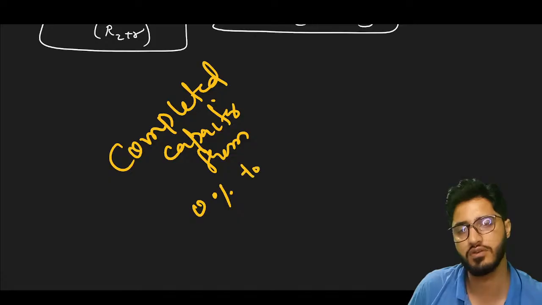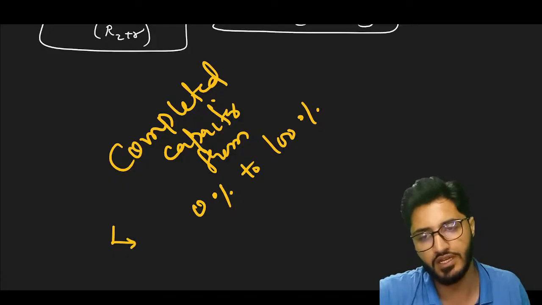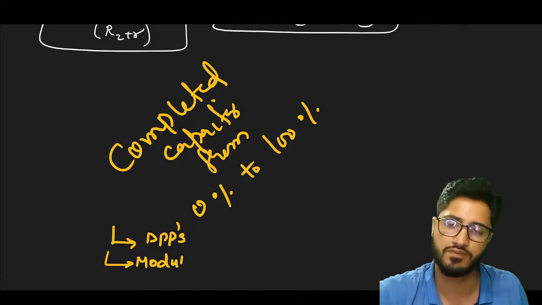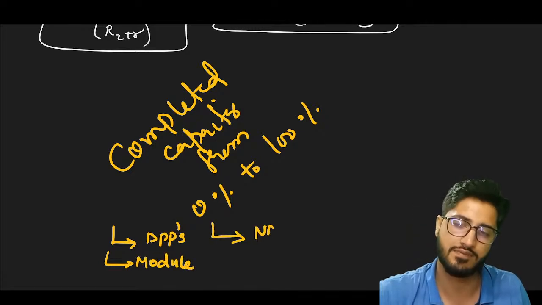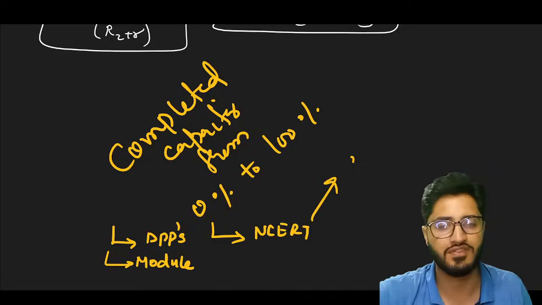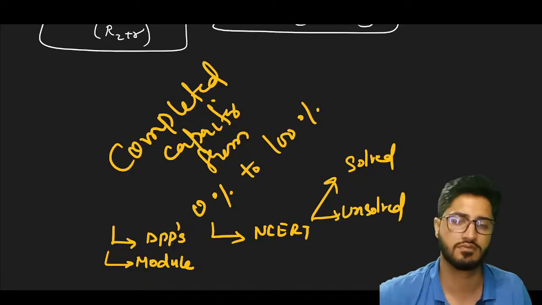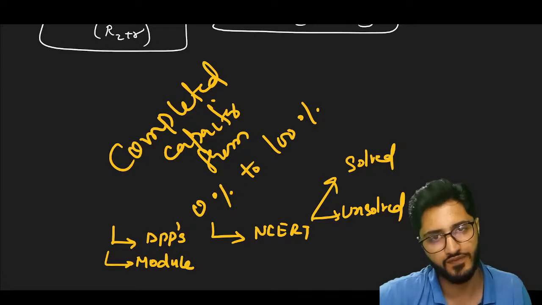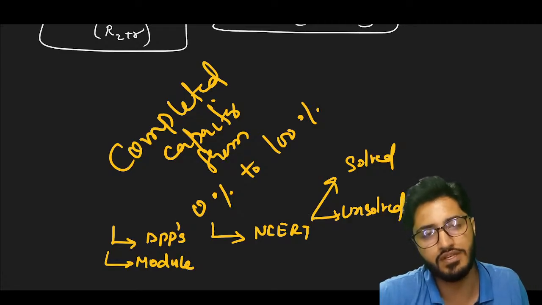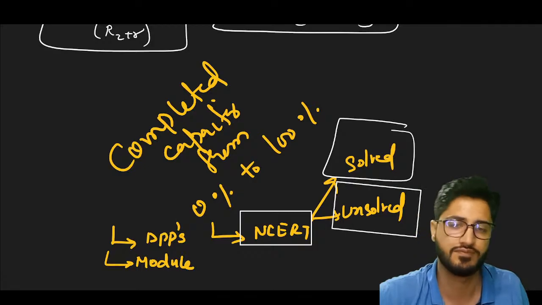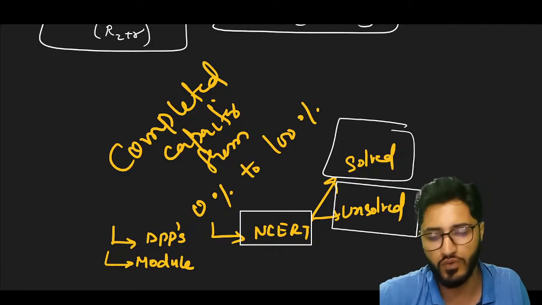from 0% to 100%. Now, what is your duty now? DPP is from any institution. You have your module. Then you have NCERT, solved and unsolved. You need to do all these things. And definitely I will be starting a series on NCERTs, in which I will be discussing solved and unsolved numerical from NCERT. But you need to do it from your end also.